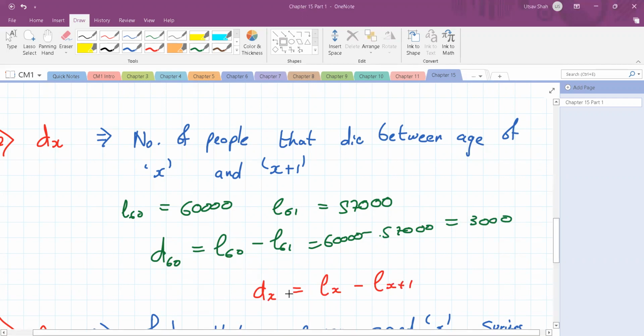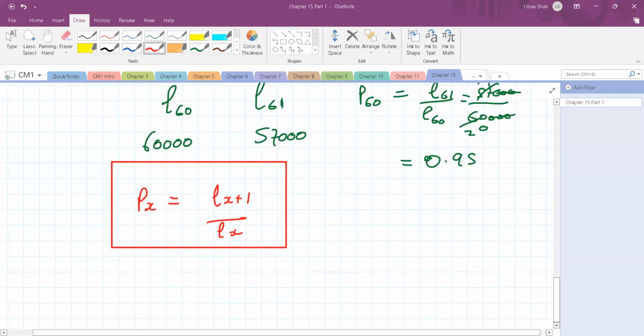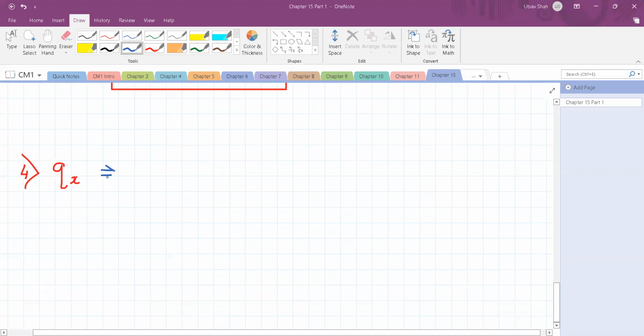To understand how many people died, it is current age minus the next age. All right. These formulas are important. They will be used in certain sums. The sums will be designed in a way where you have to use this formula. So please understand it. Do not let it go.